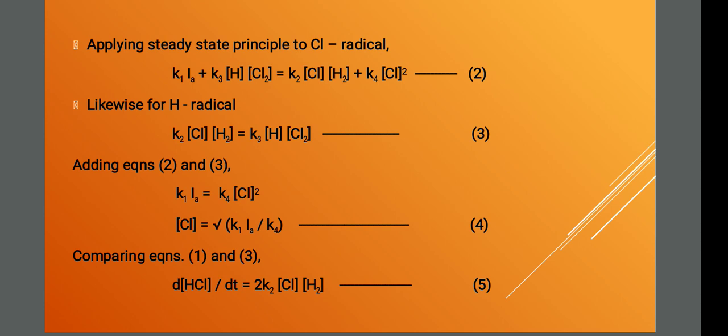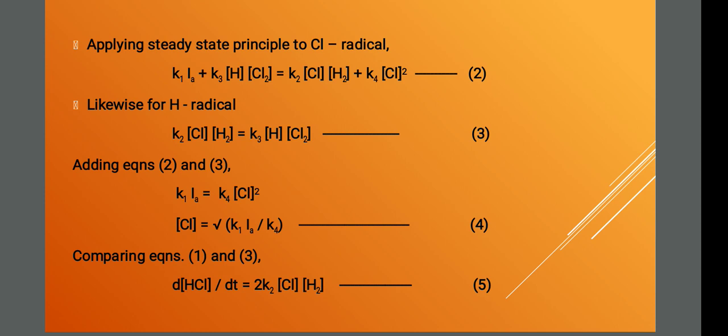Likewise, for hydrogen radical, we have K2 into Cl into H2 will be equal to K3 into H into Cl2. Adding equation 2 and 3, we get K1 Ia is equal to K4 into Cl the whole square. And finally, if you solve this, we get Cl is equal to square root of K1 Ia divided by K4.